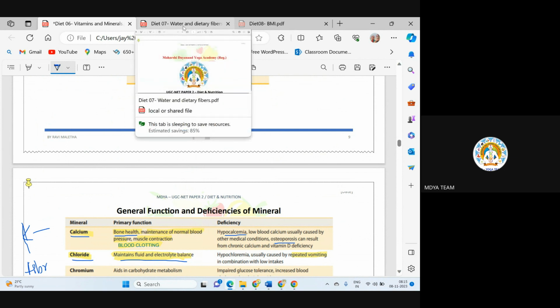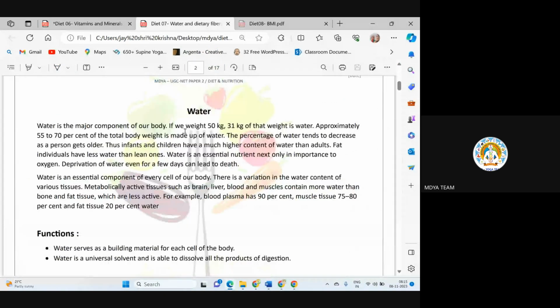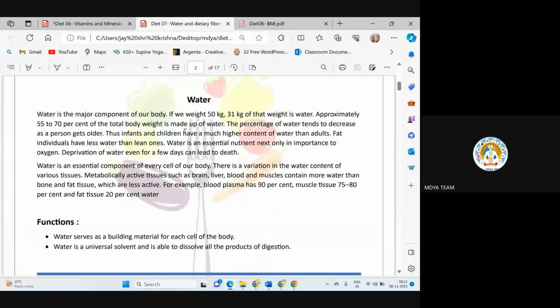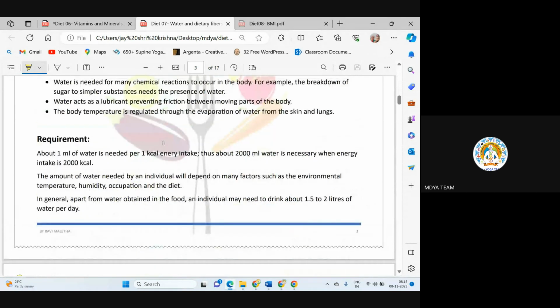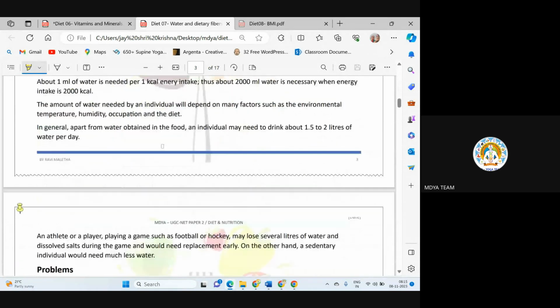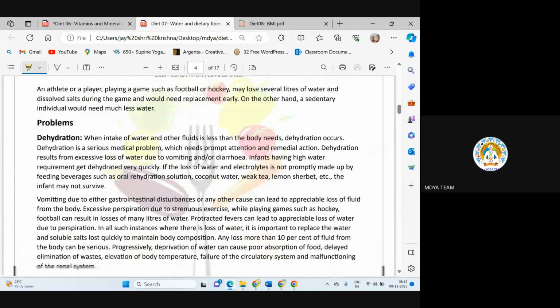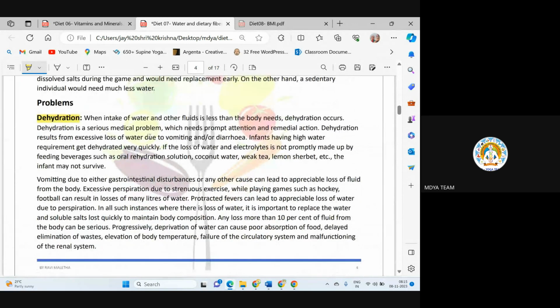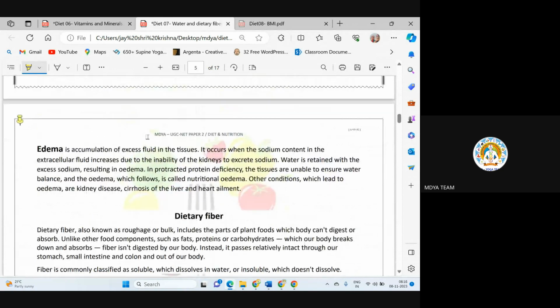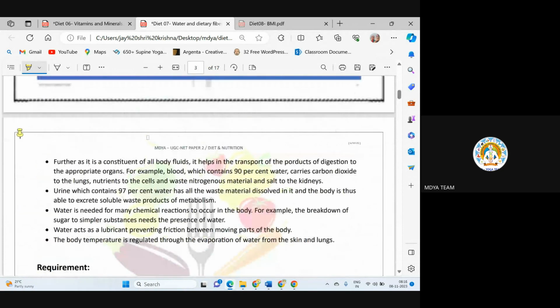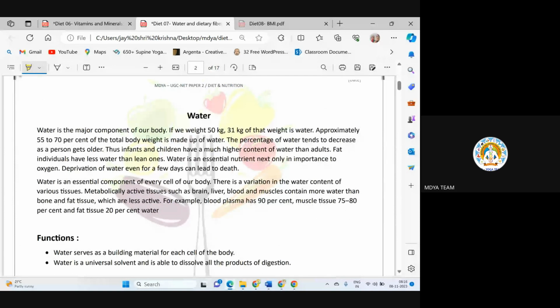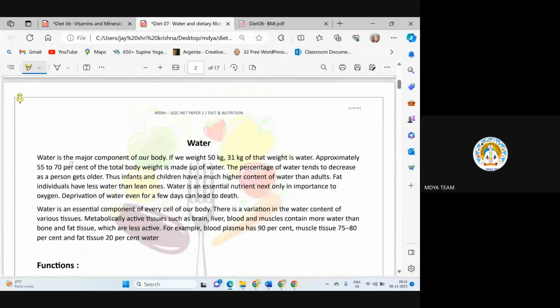Now we have the last topic of these nutrients, water and dietary fibers. So in this PPT also, I will mark some important points which you need to remember, and the most important part of water, we already discussed: dehydration and how to tackle dehydration. So water is a major component of our body.